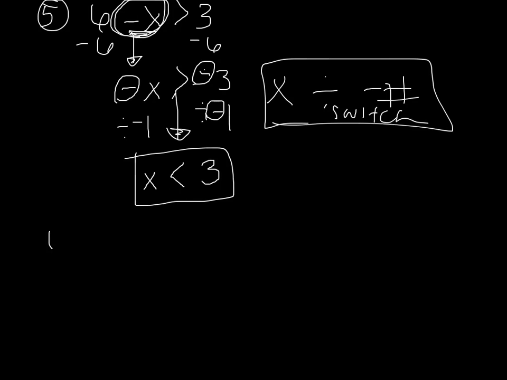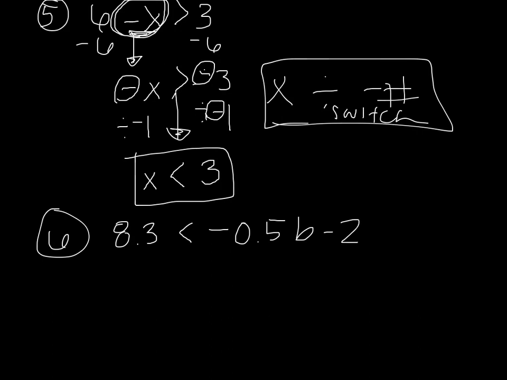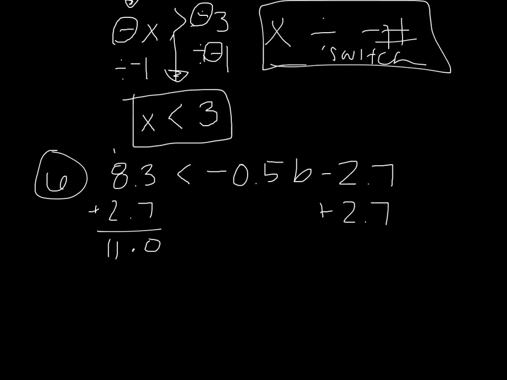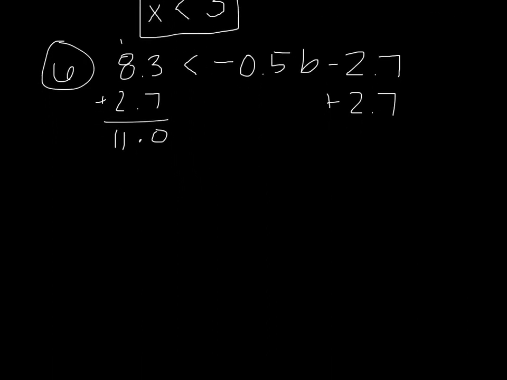Okay, let's do number 6, which is our last example like this. And we'll do one word problem here pretty quick. We've got 8 3/10 is less than negative 5/10 b minus 2 7/10. All right, let's add 2 7/10 to both sides. I'd get a 10. 8, 9, 10, 11. Bring down my decimal. We have to line up those decimals when we're adding and subtracting. So now I'm left with 11 is less than negative 5/10 b.